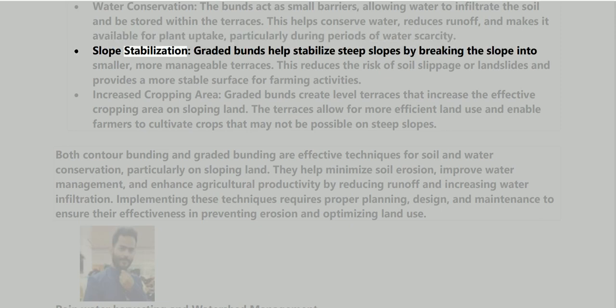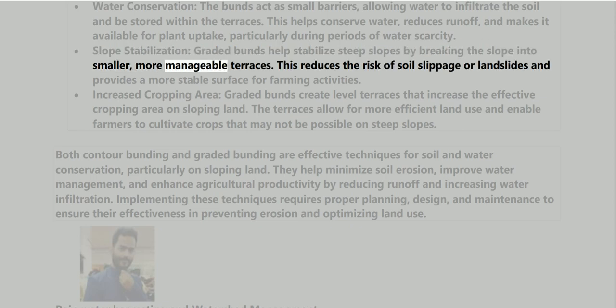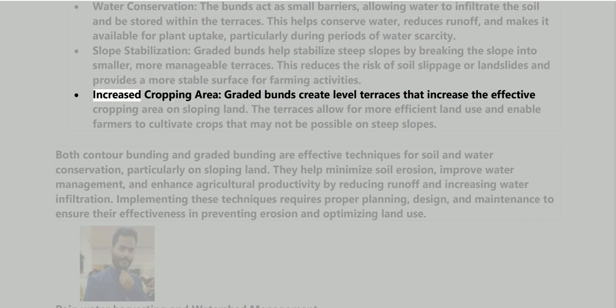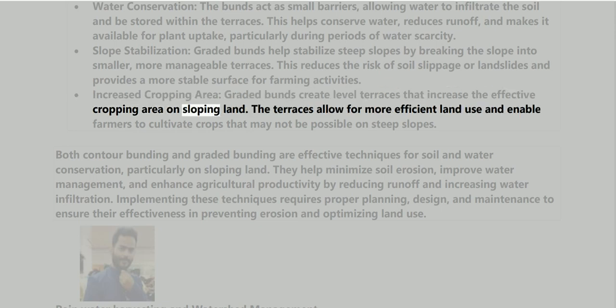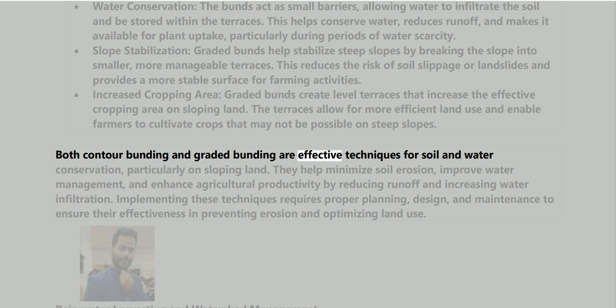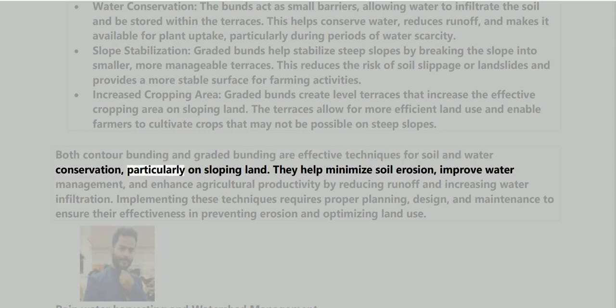Slope stabilization. Graded bunds help stabilize steep slopes by breaking the slope into smaller, more manageable terraces. This reduces the risk of soil slippage or landslides and provides a more stable surface for farming activities. Increased cropping area. Graded bunds create level terraces that increase the effective cropping area on sloping land. The terraces allow for more efficient land use and enable farmers to cultivate crops that may not be possible on steep slopes. Both contour bunding and graded bunding are effective techniques for soil and water conservation, particularly on sloping land.